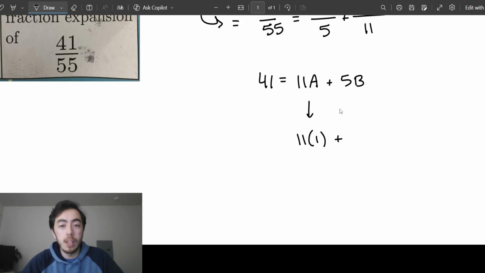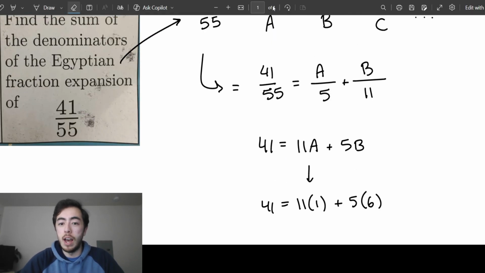Now, if I plugged in anything else for a, like say a 3, I would get 33 over here. I would need this number, for example, to be 8, and that's just not a multiple of 5. So with a little bit of guess and check and just guessing the first obvious number, a is 1, and then 5b must be 30, and so b itself must be 6. So this gives us one of our fractions for our Egyptian fraction expansion, because now that we know that a is 1, we have 1/5.